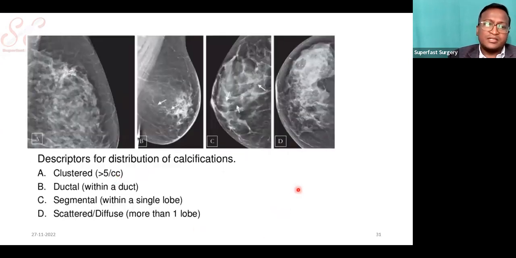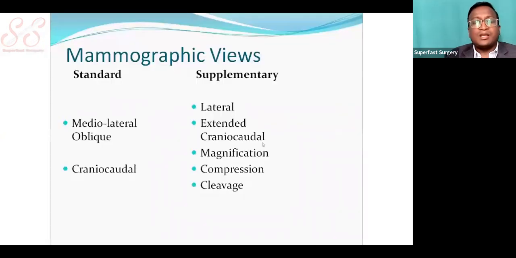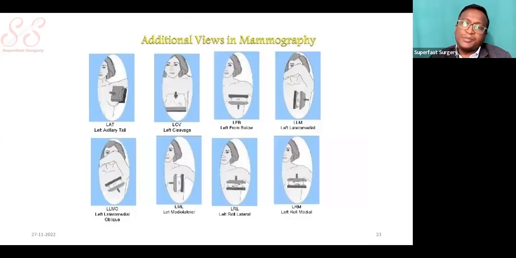So the descriptions of these calcifications, as I said in the previous slide: it is known as clustered when we have more than 5 calcifications in 1 centimeter square of area. Similarly, it is ductal when it is localized to a particular duct, segmental when it is localized to one segment of the breast, and diffuse when it is more than one segment of the breast. So we have two standard views, that is the mediolateral oblique view and the craniocaudal view, while the supplementary views are lateral, extended craniocaudal, magnification, compression, and cleavage. This is the pictorial representation of all those views that are taken.